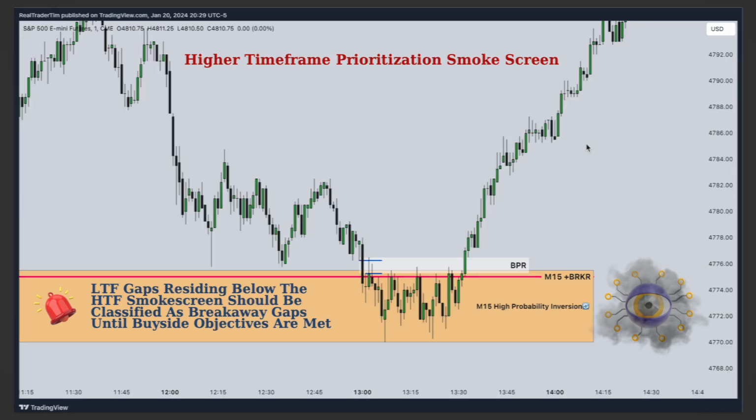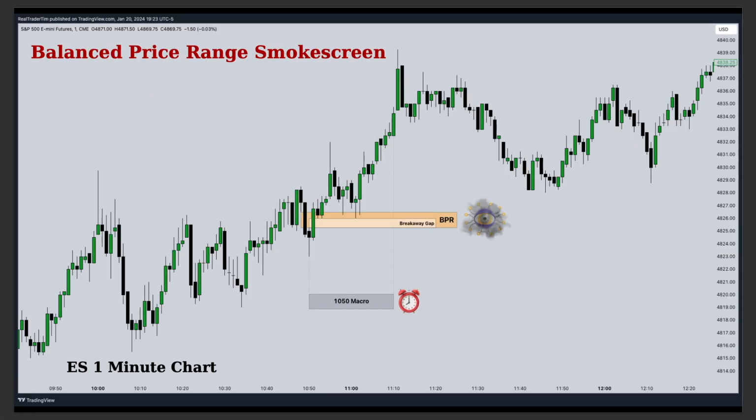And now here we are still on the 1 minute chart on the S&P, and we have a BPR smokescreen, and we're utilizing the macro. So here we're in the 1050 macro. We have a SIBI, and then we have buy side delivery through it, creating this BISI here, residing in that initial SIBI, right? So we've had both stages of delivery. When that occurs, especially during a macro, best case is when we can expect this BISI to remain as a breakaway gap, because this is a macro inversion.